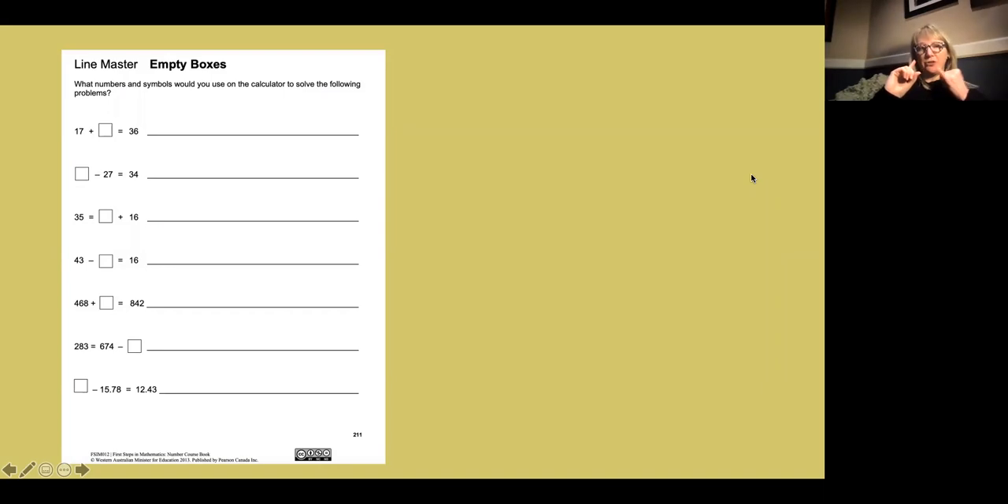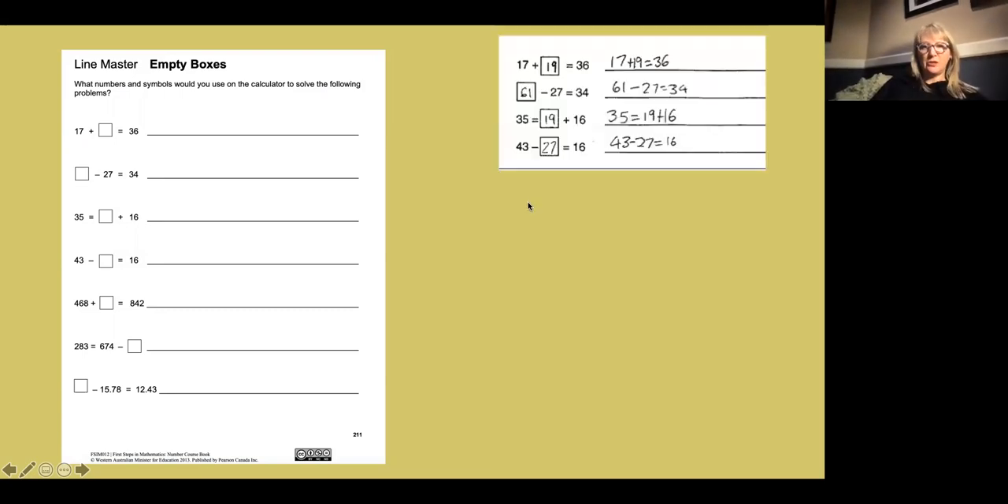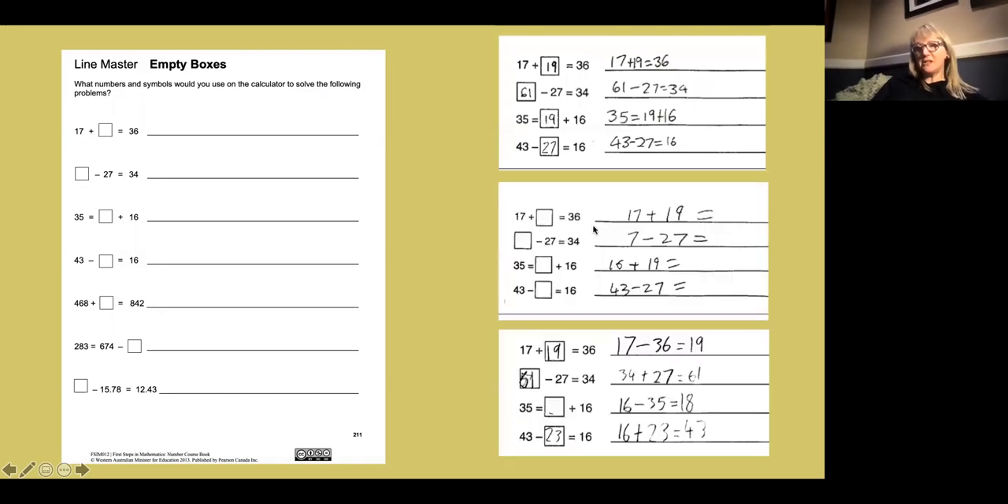You want to bring out your parts-whole charts, your rec and recs, your number bonds, your bar models. Those are what's going to help the kids figure out what they're going to put in the calculator. What is their understanding here? So here are a few samples of them.